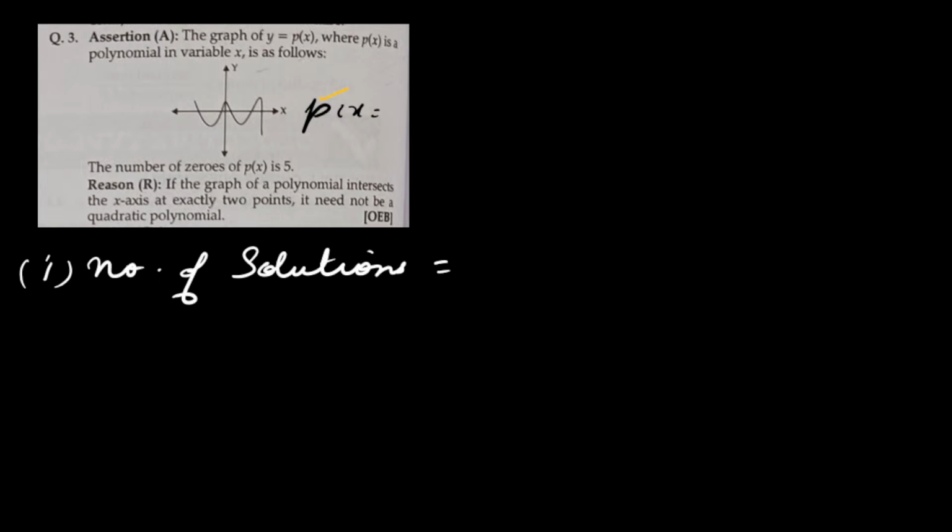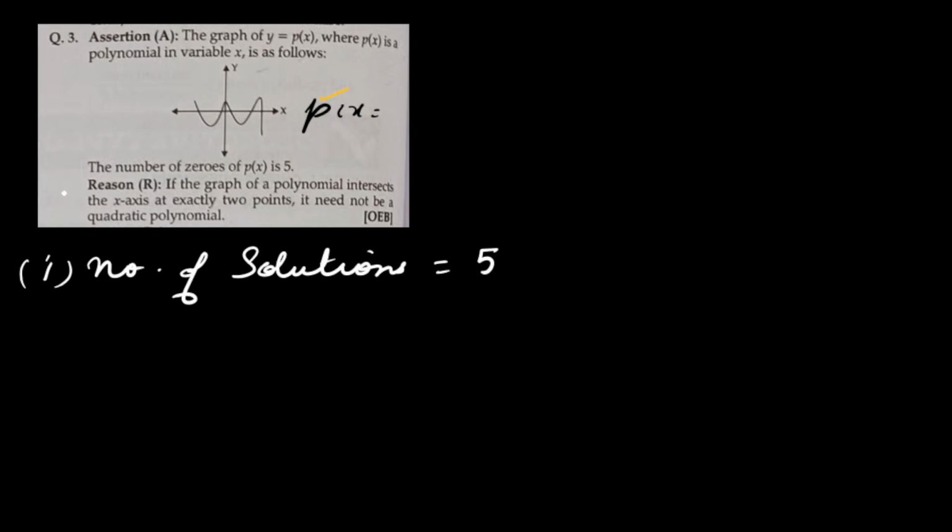Question number 3. The graph of the polynomial is given to us and it's with variable x. So the reason is this: if the graph of the polynomial intersects the graph of y equals px, where px is a polynomial in variable x, it follows the number of zeros of px. The number of zeros of this graph is 5. So it's written number of zeros. Zeros means number of solutions. So the first statement says number of solutions. How many is the number of solutions?